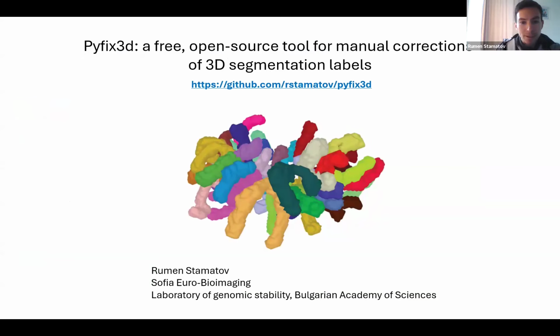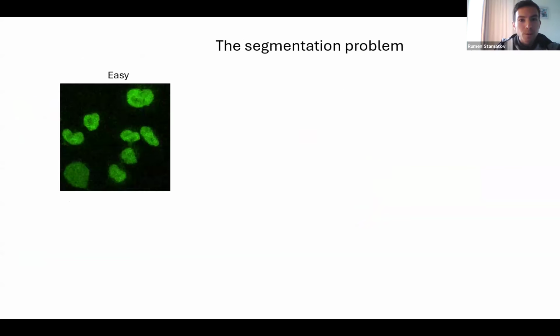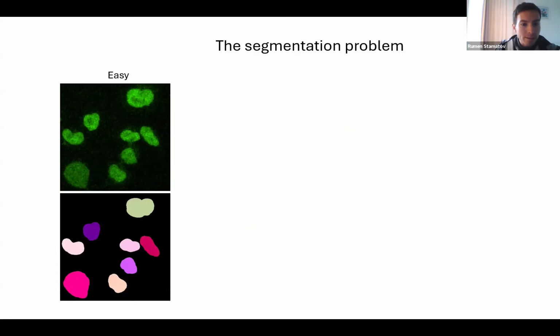It's about segmentation. So when I think about segmentation, I usually think about this very specific and easy case of either whole cells or nuclei, which are fluorescently tagged, and we want to separate them like this, which is a very easy case. We can do it with a simple thresholding. But now let's suppose we have a harder case.